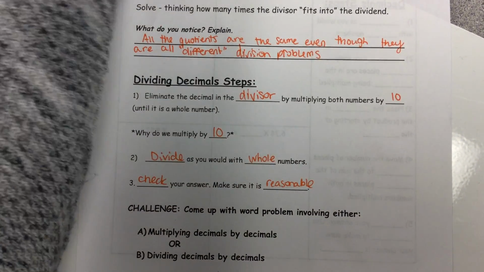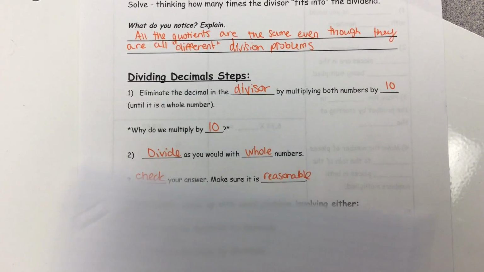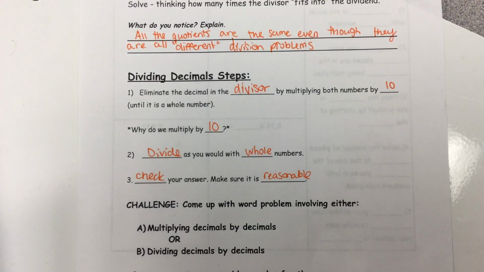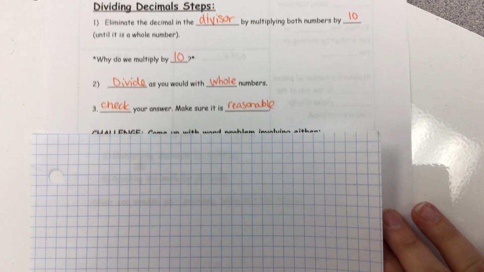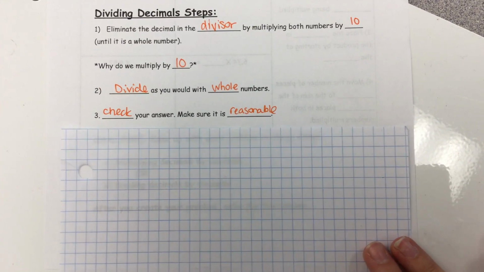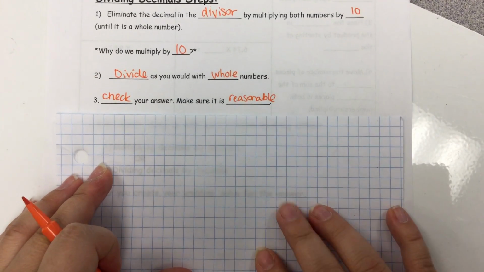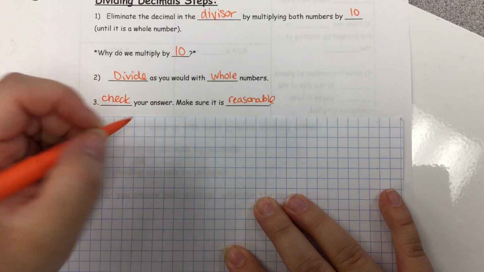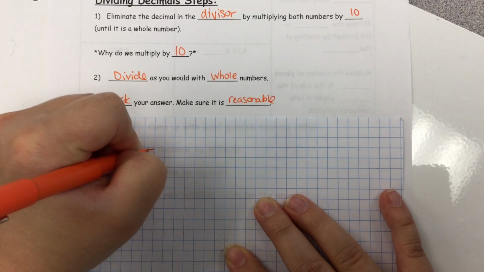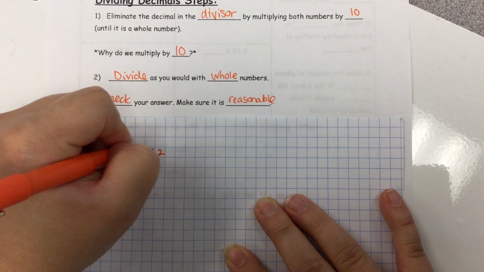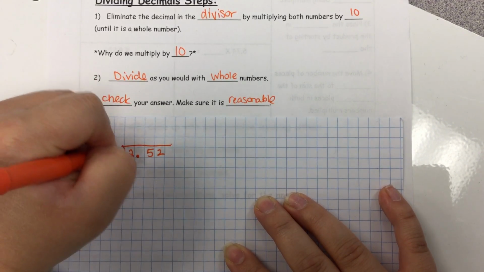Okay, so we're going to go through an example right now. I would grab a sheet of graph paper to do your example. So if you need to pause the video, go ahead and do that. We're going to make sure that we're following these steps. Let's see. Hopefully I can get the steps and the problem in there at the same time. So we're going to do the problem. We're going to take 2.52 and divide that by 2.1.